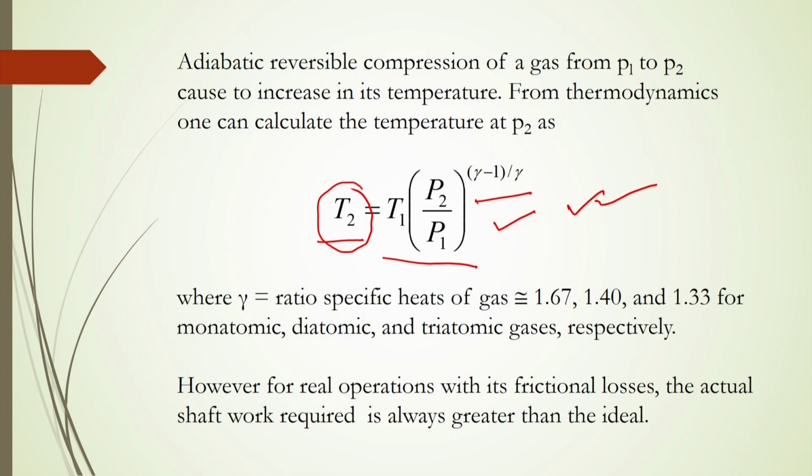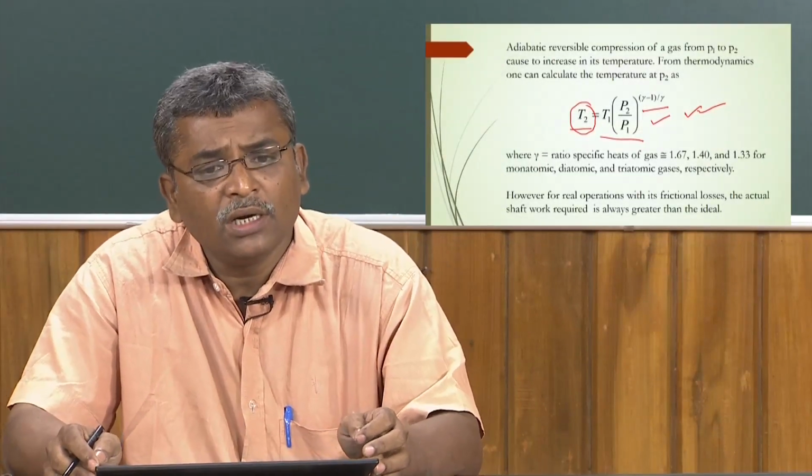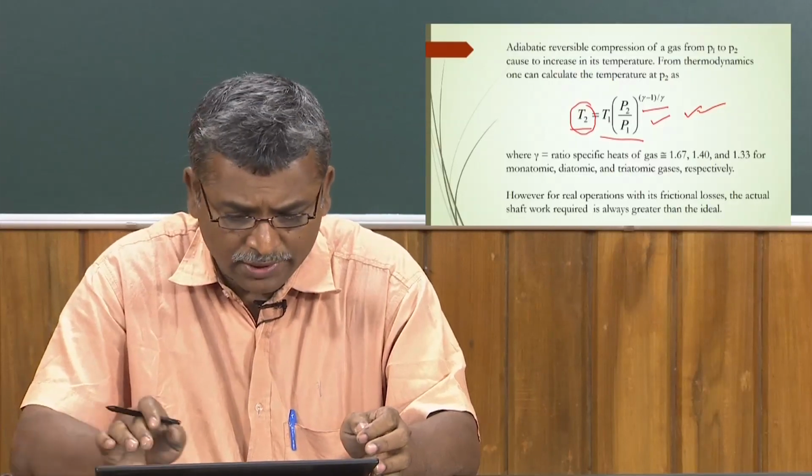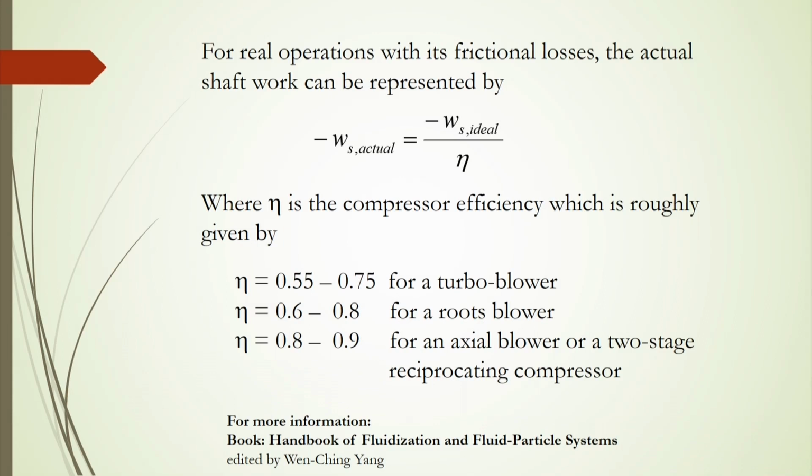However, for real operations, you will see that there will be frictional losses, and these frictional losses will be converted to heat energy. The actual shaft work required will always be greater than the ideal case. In practical conditions, the actual shaft work required to compress this gas is greater than the ideal shaft work. With frictional losses, the actual shaft work can be represented by W_s actual, which will be equal to W_s ideal divided by eta.